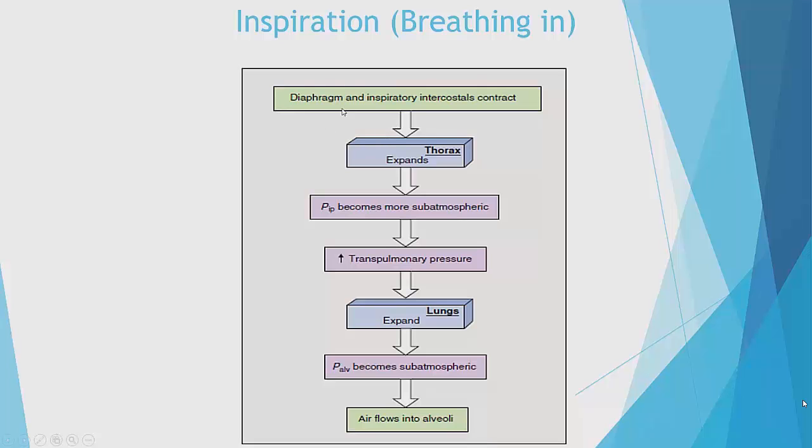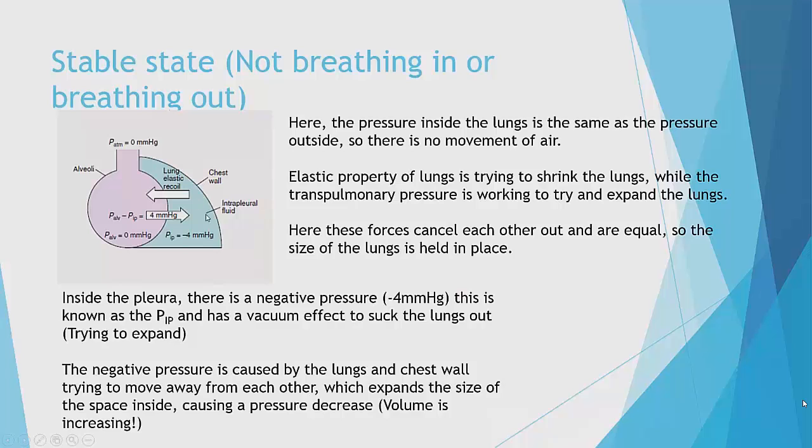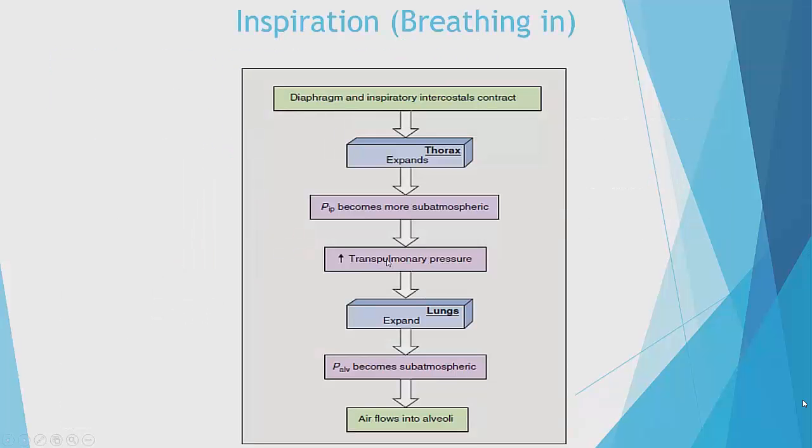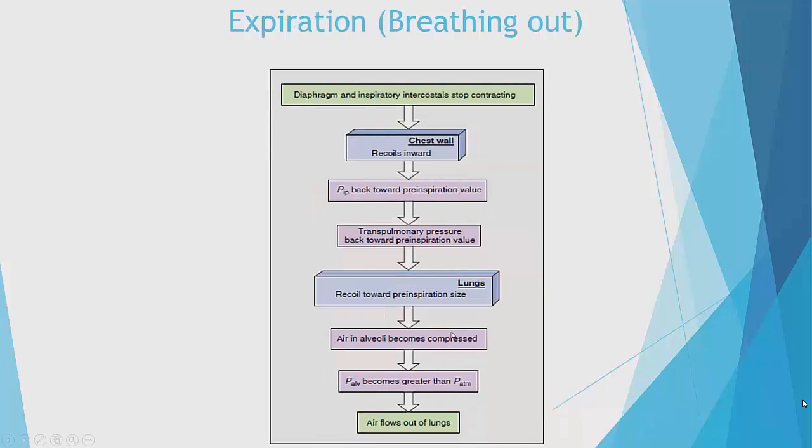So your muscles contract, your thorax expands, the intrapleural pressure becomes more subatmospheric because there's pulling on the wall here, which increases the size of there. That then causes an increase in your transpulmonary pressure. The lungs expand because that's the force acting to pull out. And then, because the lungs expand, the size of the container increases, your alveolar pressure becomes lower, and then it's lower than the air outside, so air flows into the lungs. And that's how you breathe in.